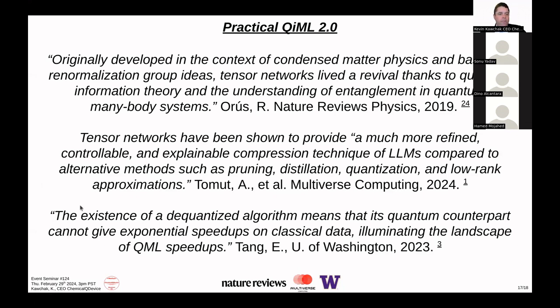And then the last one, this is Ewin Tang, so this is dequantized algorithms. The existence of a dequantized algorithm means that its quantum counterpart cannot give exponential speedups on classical data, illuminating the landscape of QML speedups. So the whole field of QML is not in a good shape right now because of this, because a lot of these can be run practically efficiently on classical hardware. And that's the main thing with that.